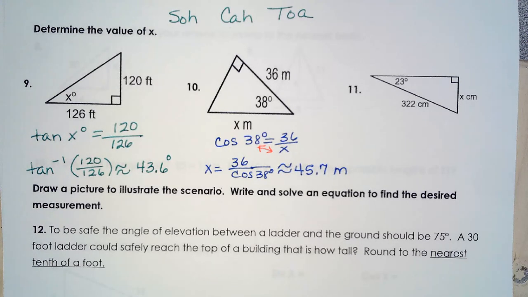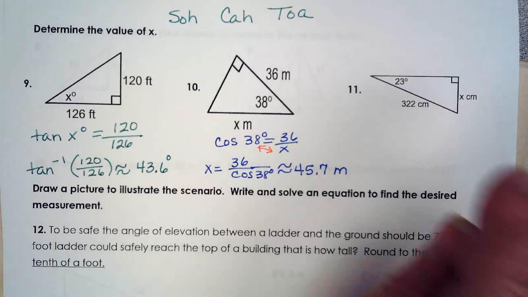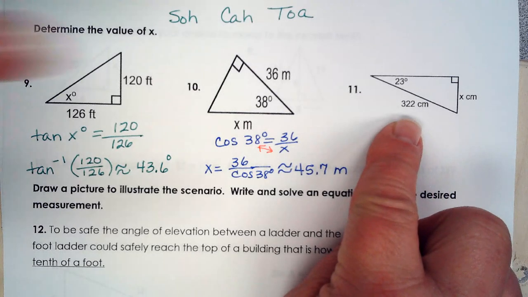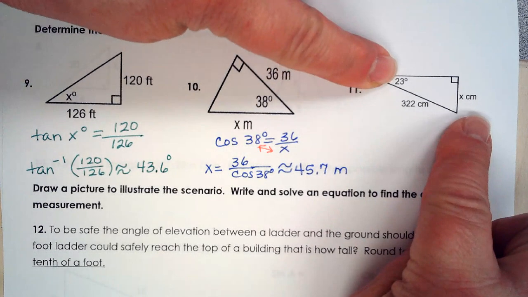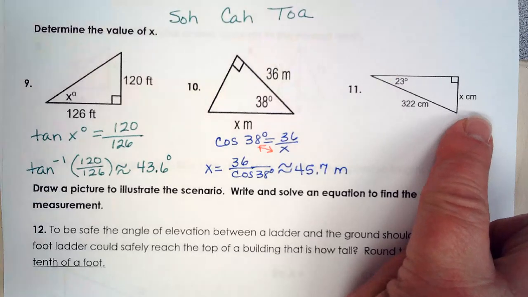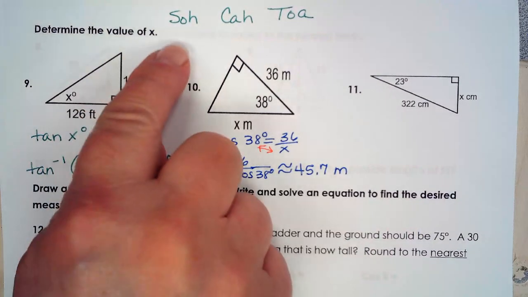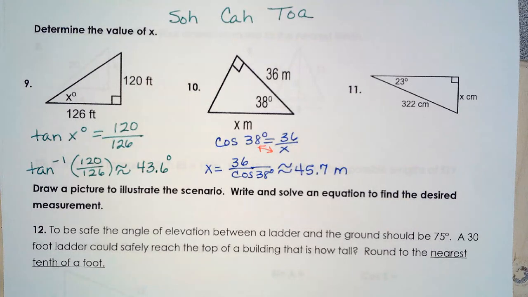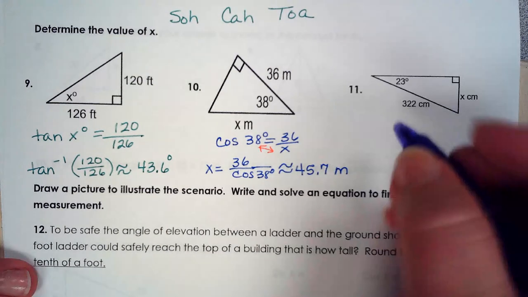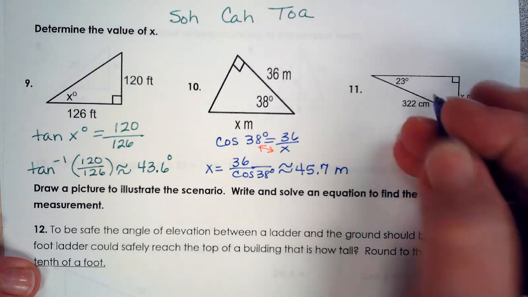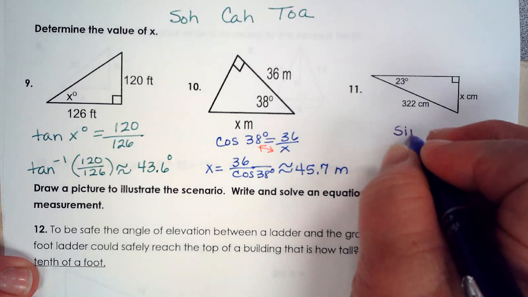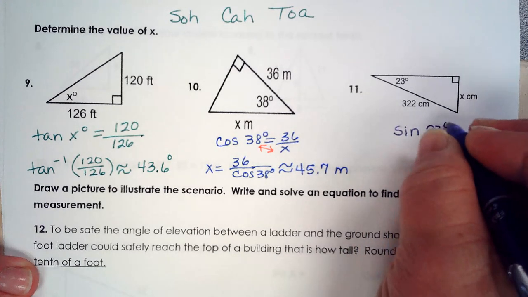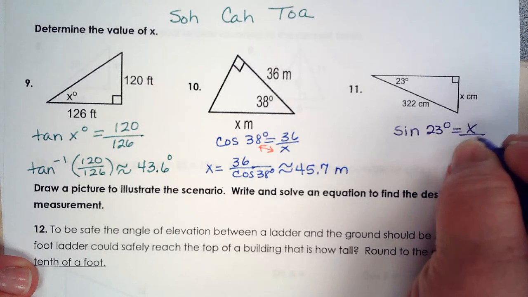Okay, for the last one. Do we know the hypotenuse? What two pieces do we know? Do we know the hypotenuse? Yes. Here's my angle. Is x opposite or adjacent? It's opposite. Opposite and hypotenuse is sine. The sine of 23 degrees is equal to x divided by 322.